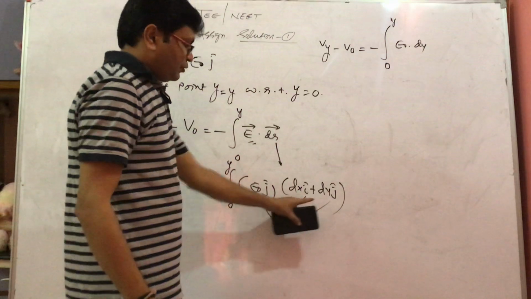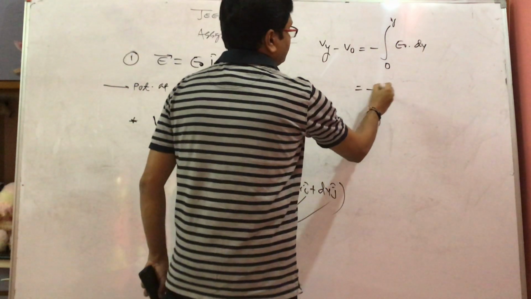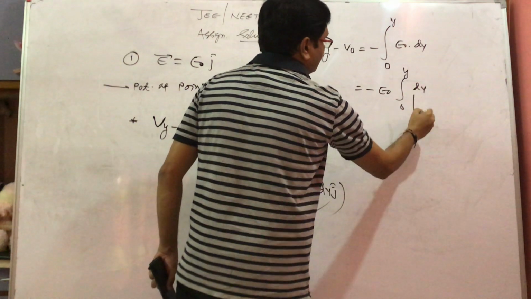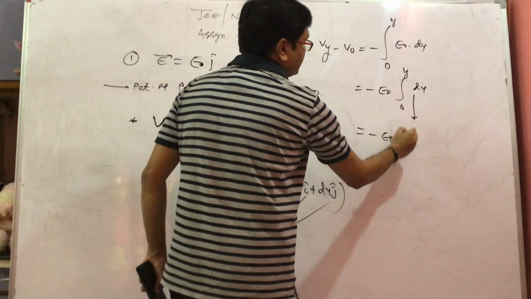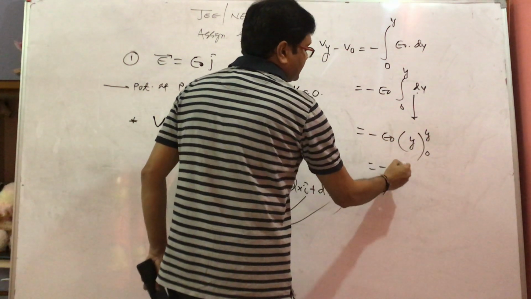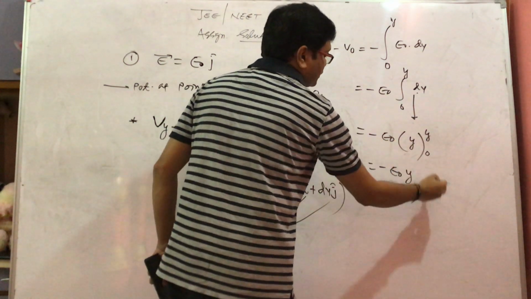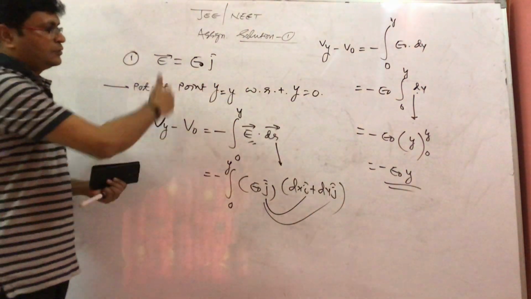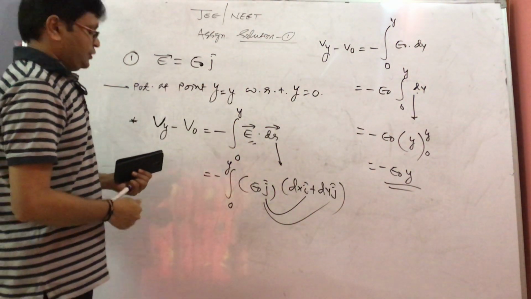You can see E naught dy. E naught is already out of the integration, so the integral from 0 to y of dy. What is the integration of dy? It is y, with lower limit 0 and upper limit y. So obviously, after applying the limits, your answer should be minus E naught y. This is the methodology for the first question.